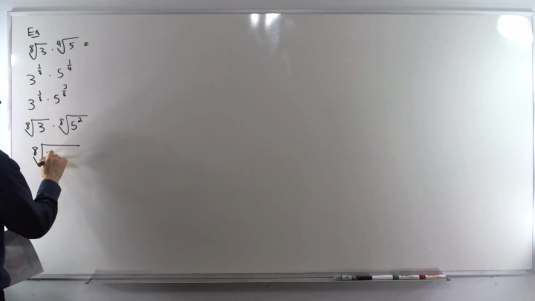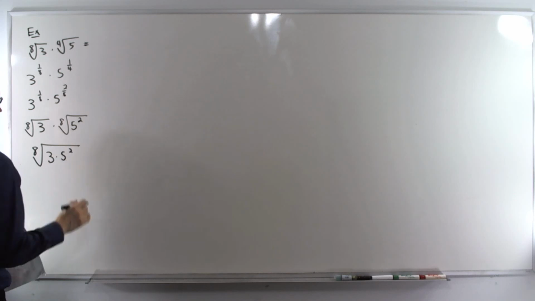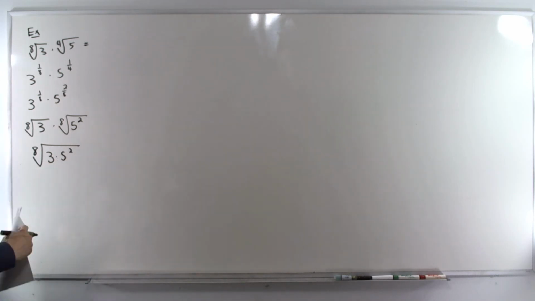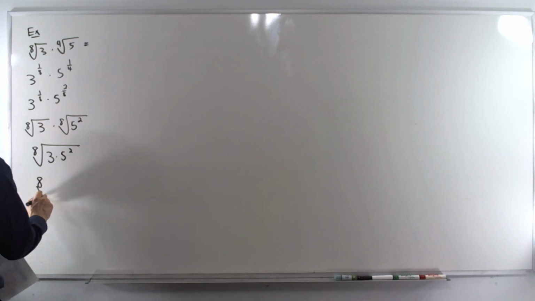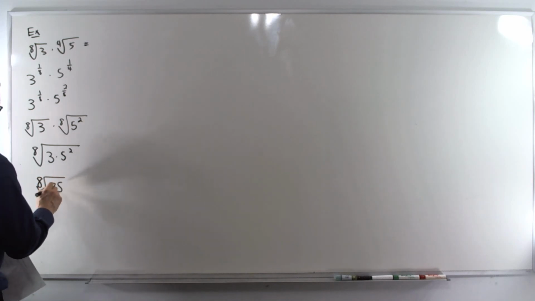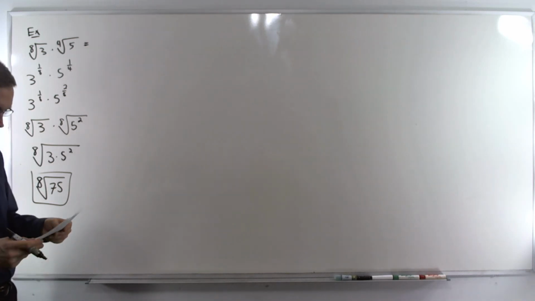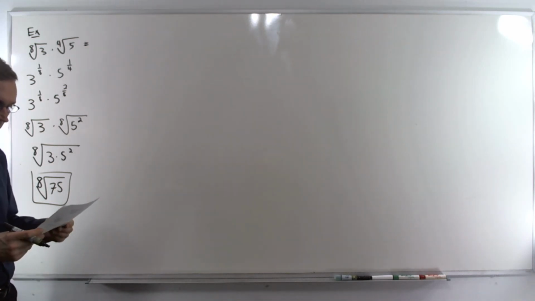8th root of 3 times 5 squared. All right, 5 squared is 25 times 3 is 75. So this equals the 8th root of 75. And there is your fully simplified form. Your turn, number 14.